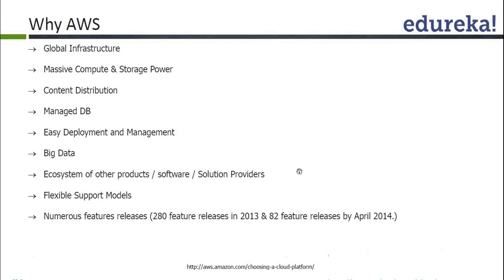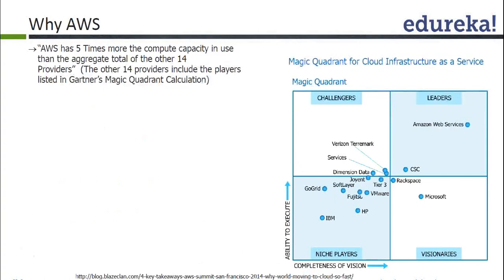It keeps adding more and more features over there. So this is why Amazon is leading. And when I talk about the case where I said that it's massive, you might not believe that, but this is from Gartner. What they say is AWS has 5 times more compute capacity in use, currently being used, than the aggregate total of the other 14 providers.